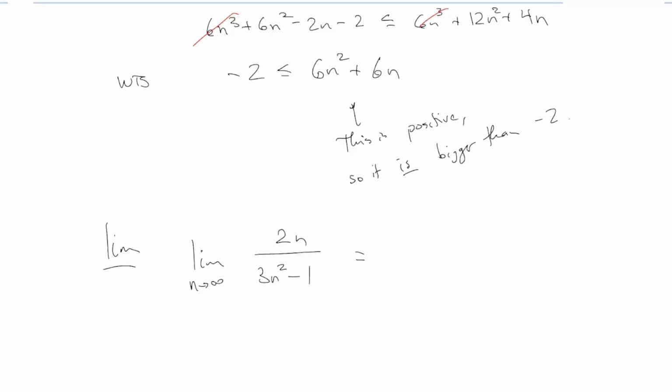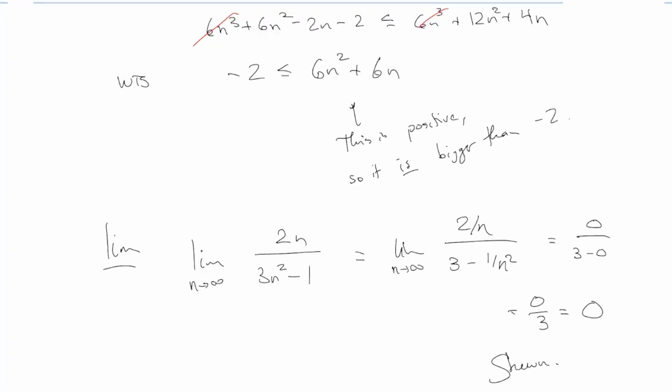So I'm going to divide everything through by n squared. It'll say 2 over n up top, and then 3 minus 1 over n squared. This is dividing through everything by n squared. And then when I do this limit, everything with a little n in the denominator becomes 0. So this becomes 0 over 3 minus 0, which is 0 over 3, which is 0. And that's what we wanted, right? In that step, your goal is to show that the limit is 0. And that's what it is. You could have also done that using L'Hopital's rule.